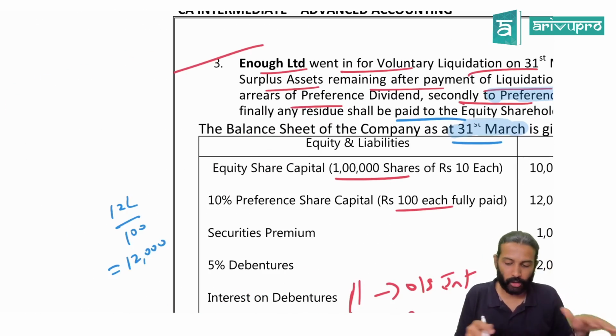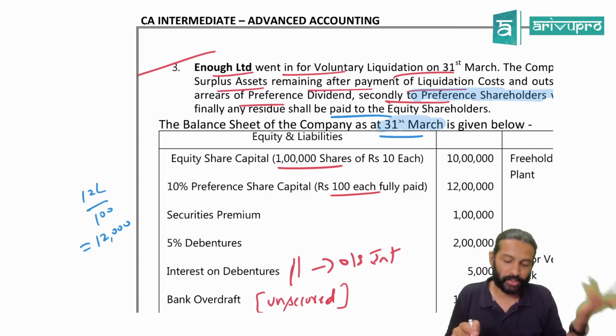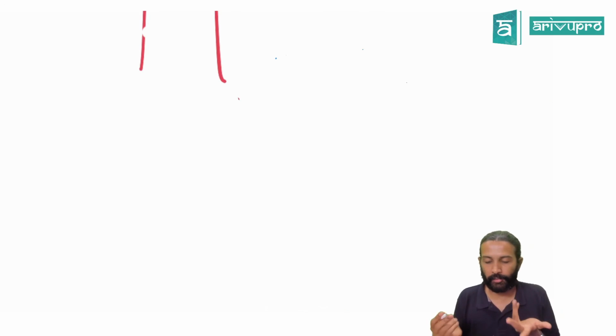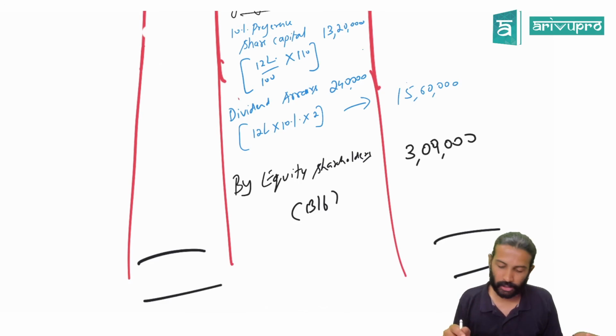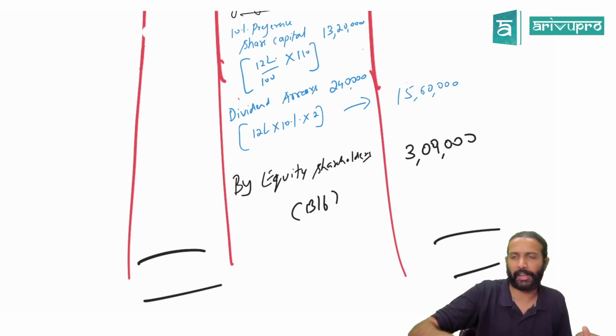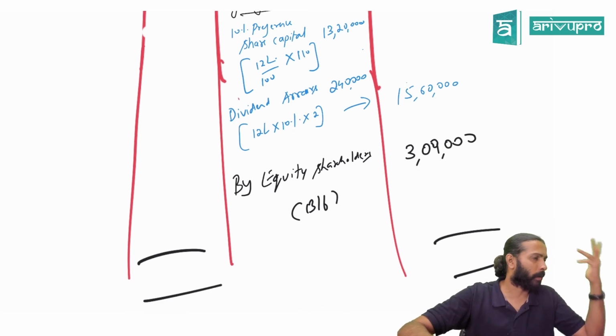Yes, equity shareholders are risk bearers. If they have surplus, they will take the surplus. If they have deficit, they'll take the deficit. That's all. How much ever money is remaining, they will take that. That could be shortage or that could be excess. Doesn't matter.